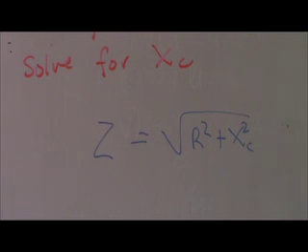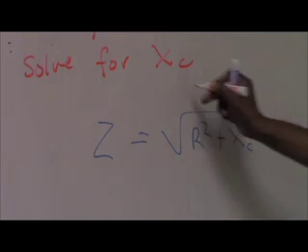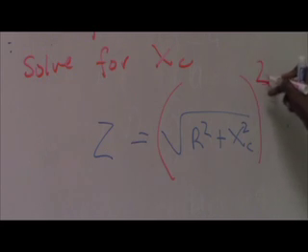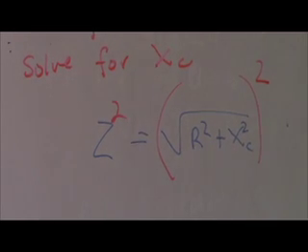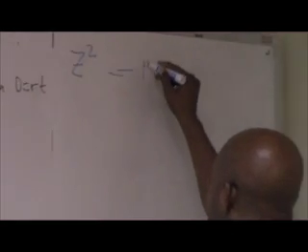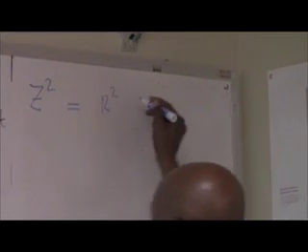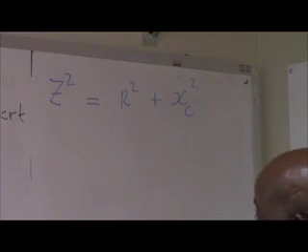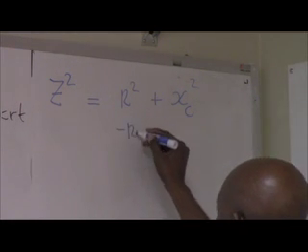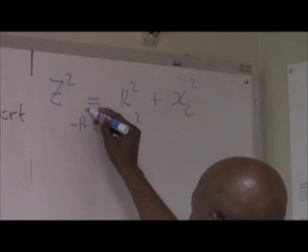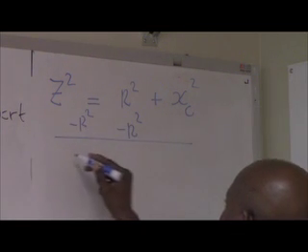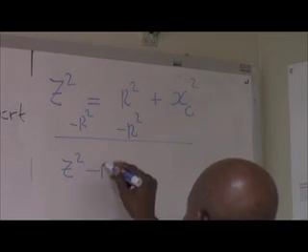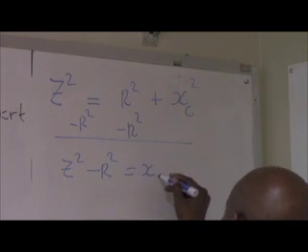But I cannot square one side and leave the other side. So I'm going to square this radical in its entirety and then square this. So what I have then is Z squared is equal to, now the square root and the radical cancel here, R squared plus X sub C squared. Now to get X sub C by itself, I will subtract R squared from here. I'm not going to put it directly under the Z because they are not like terms. And so I have Z squared minus R squared equals X sub C squared.